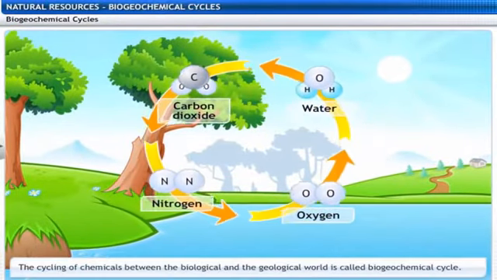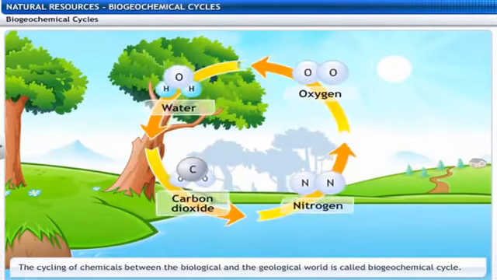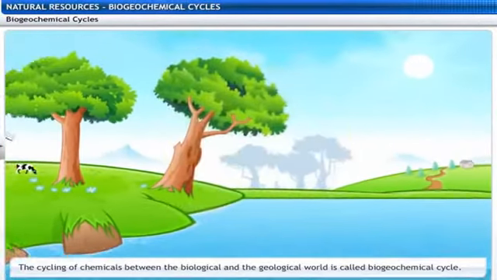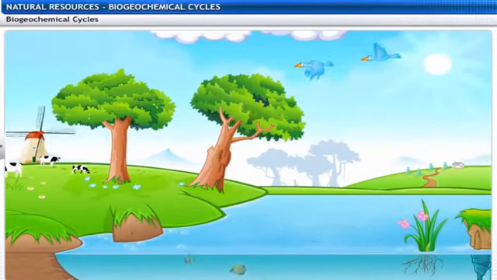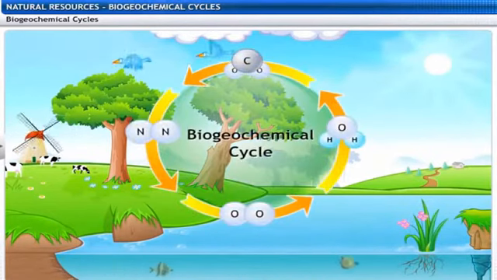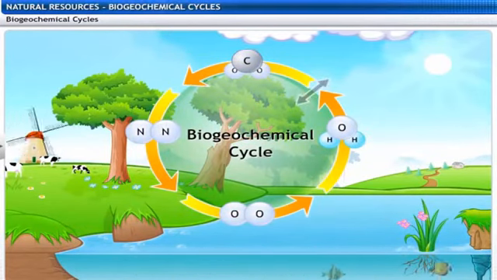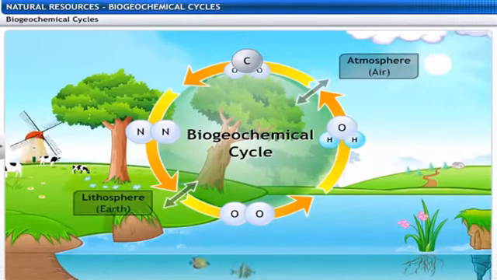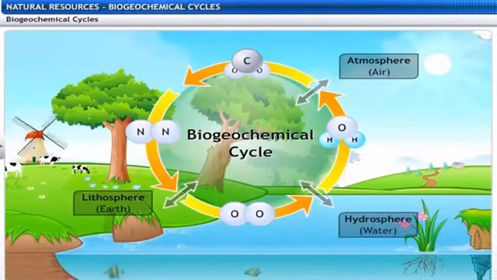The cycling of chemicals between the biological and the geological world is called biogeochemical cycle. The biotic and abiotic components of the biosphere constantly interact through these cycles. During these interactions, there is a transfer of nutrients between living organisms or bio and non-living environment or geo.